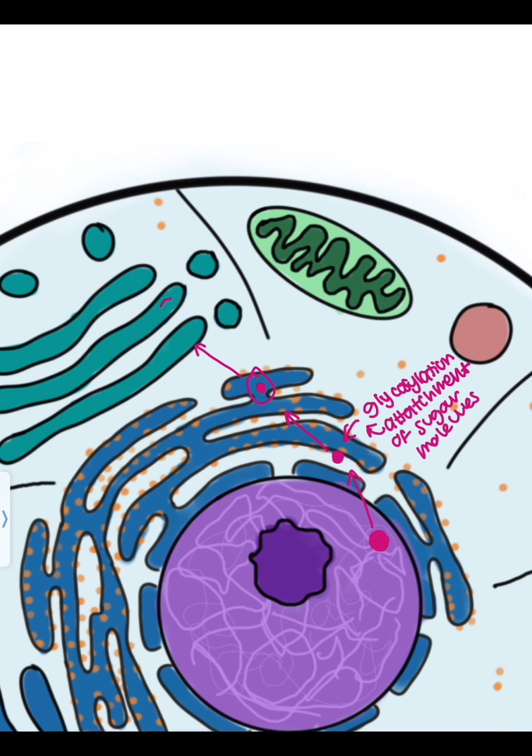So once the glycoprotein is packed into its vesicle, it's transported to the plasma membrane, where it's ultimately displayed on the surface of the cell, and this allows the cell to communicate with other cells, playing a crucial role in immune response.